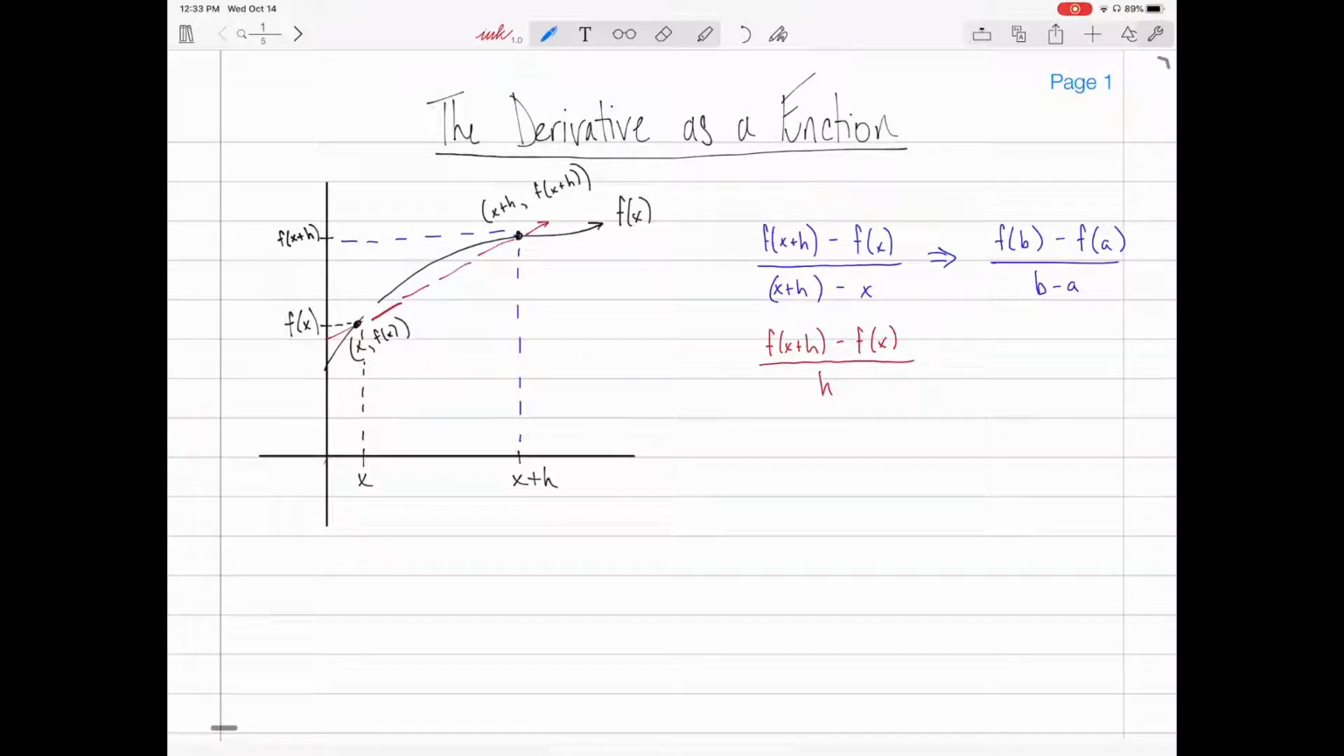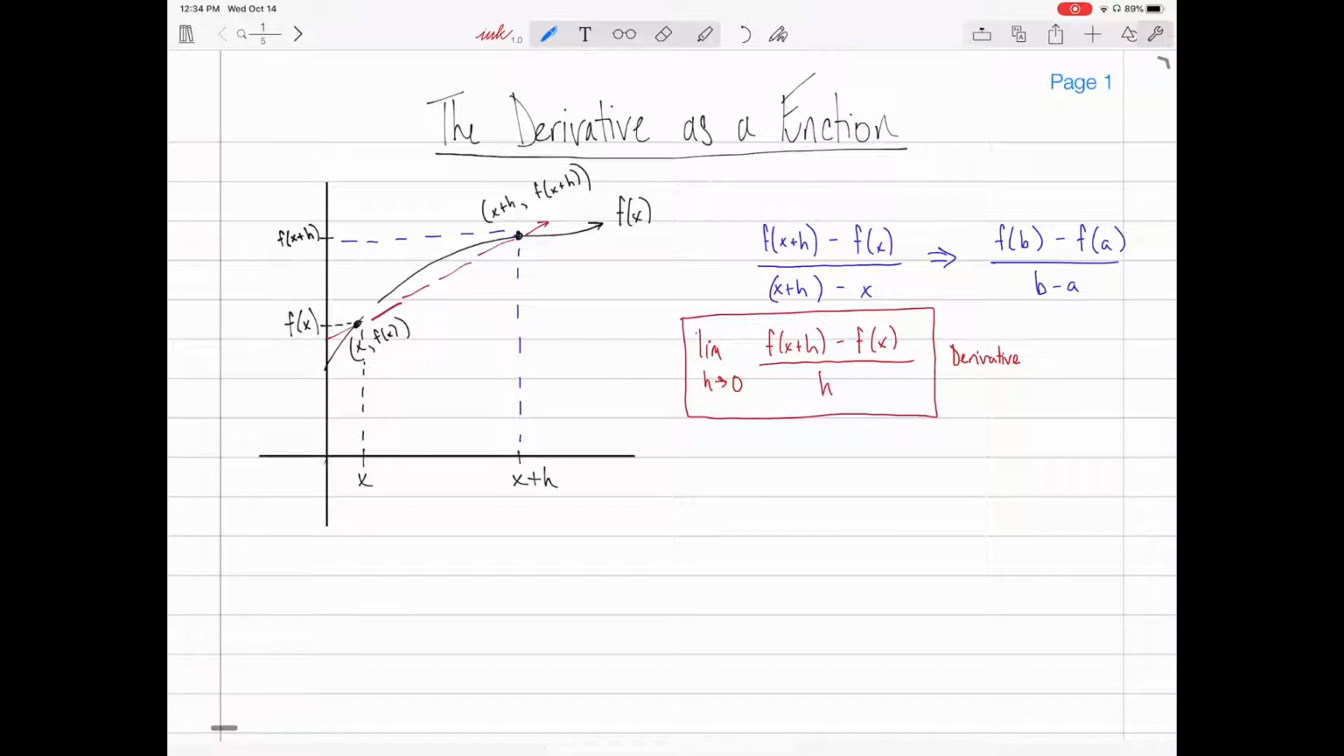Okay, so the derivative is the limit as h goes to 0 of f of x plus h minus f of x divided by h. So this is our big thing today. This is the derivative, one representation of the derivative.